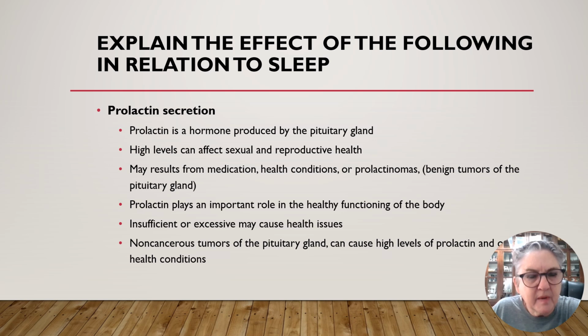Okay, next we're going to talk about prolactin secretion. Prolactin is a hormone produced by the pituitary gland. High levels can affect sexual and reproductive health, and may result from medications, health conditions, or prolactinomas, benign tumors in the pituitary gland. Prolactin plays an important role in healthy functions of the body. Insufficient or excessive levels may cause health issues. Non-cancerous tumors of the pituitary gland can cause high levels of prolactin.